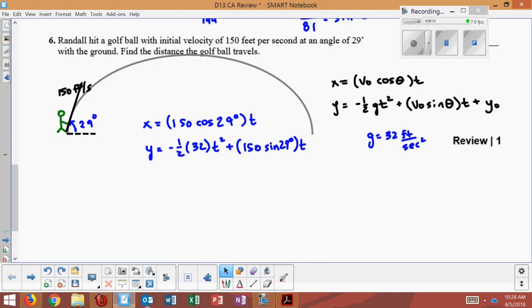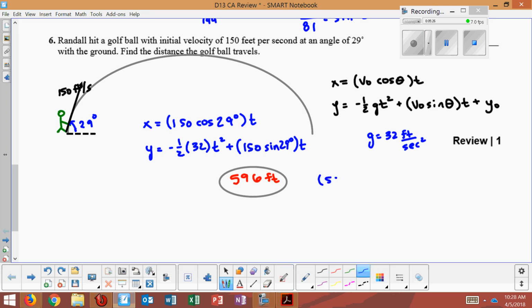I'm going to say that my answer is 596 feet for the golf ball. That's how far it travels, and that happens, again, when you have 596, when it was 0.007 feet off the ground, and that time value with it was, if we're interested, 4.54 seconds. That's how long it was in the air, and it traveled this far, and it's in feet.